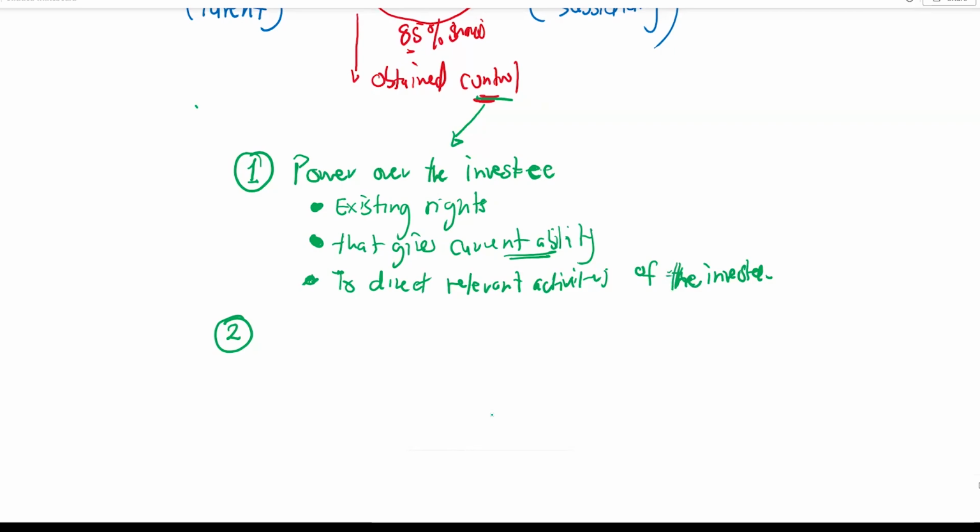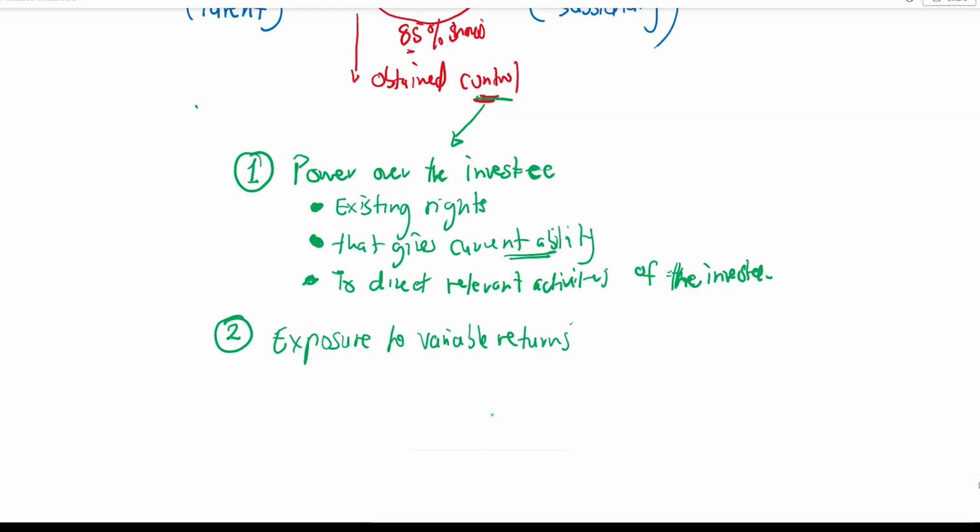All right. Then the second thing is you need to have exposure to variable returns. Exposure to variable returns. Now, even if I have less than 50%, I can still have exposure over variable returns. So it's not always true that it has to be 50%. It can actually be less and you can still be controlling the company. All right. You have to have exposure over variable returns.